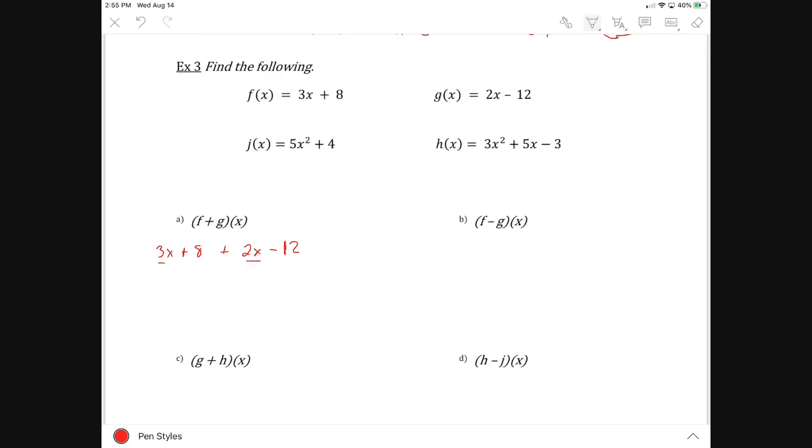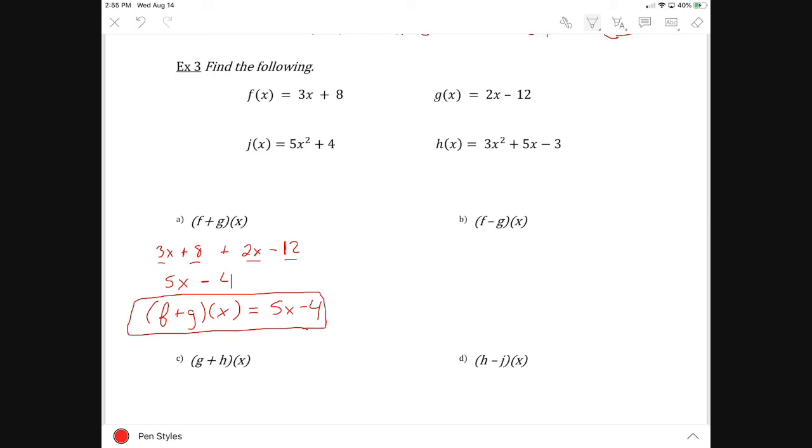So we're going to combine like terms, our 3x and our 2x. They're both additions, so they're going to be 5x. Then we have 8 minus 12, which is going to give us negative 4. So f plus g of x is going to be 5x minus 4.